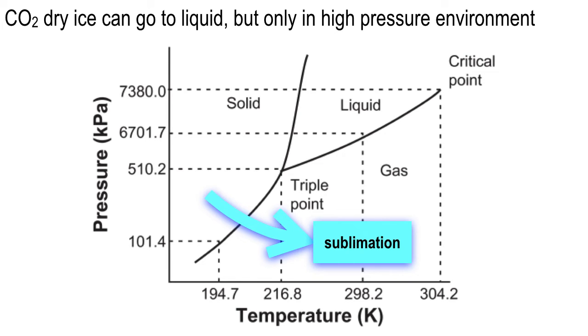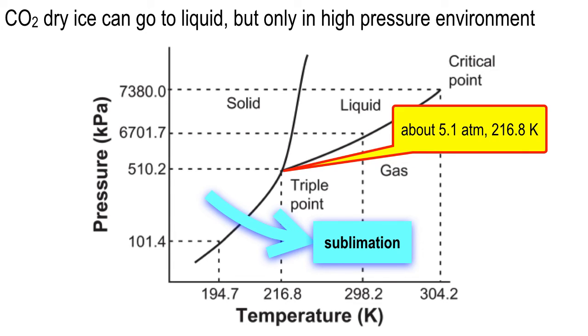And in fact, almost any day, we're going to be way down in the bottom half of this graph. So we're only going to see sublimation. However, if you're in a lab and you pressurize above this point, 5.1 atmospheres, and see that over there to the left? 510.2 kilopascals, that's the same as 5.1 atmospheres. And at that pressure, and at the temperature 216.8 Kelvin, you're allowed to have solid, liquid, and gaseous CO2 all in the same state.